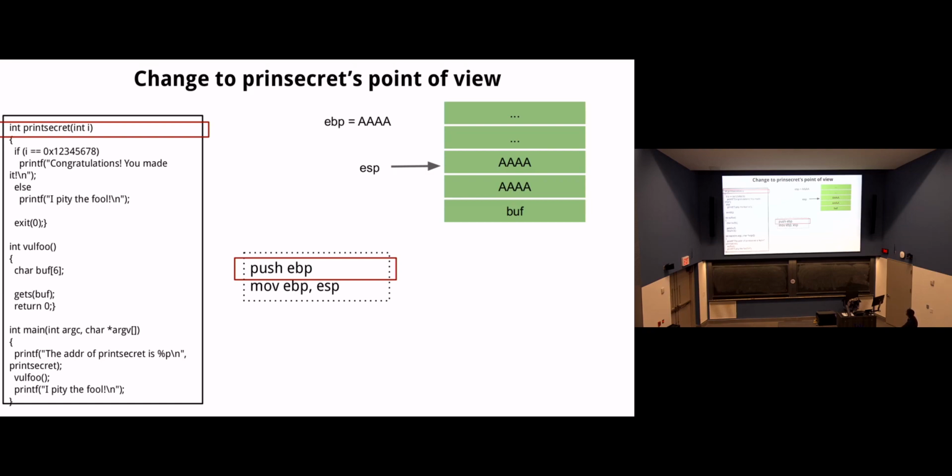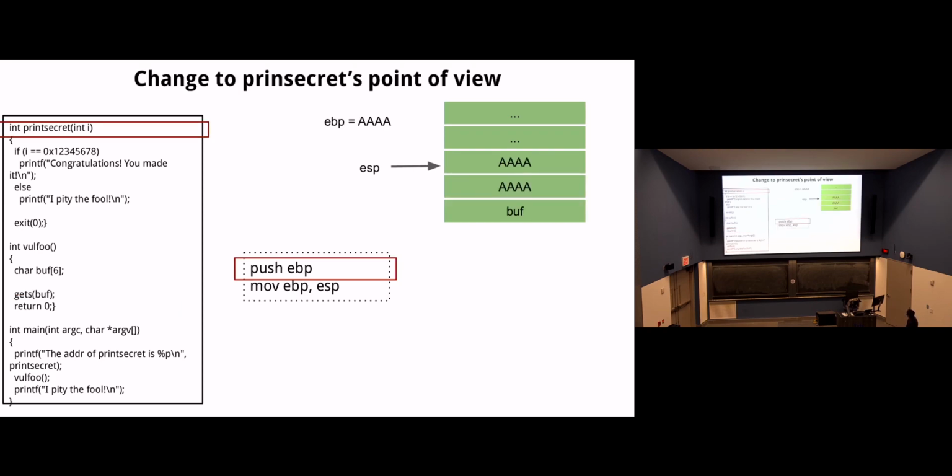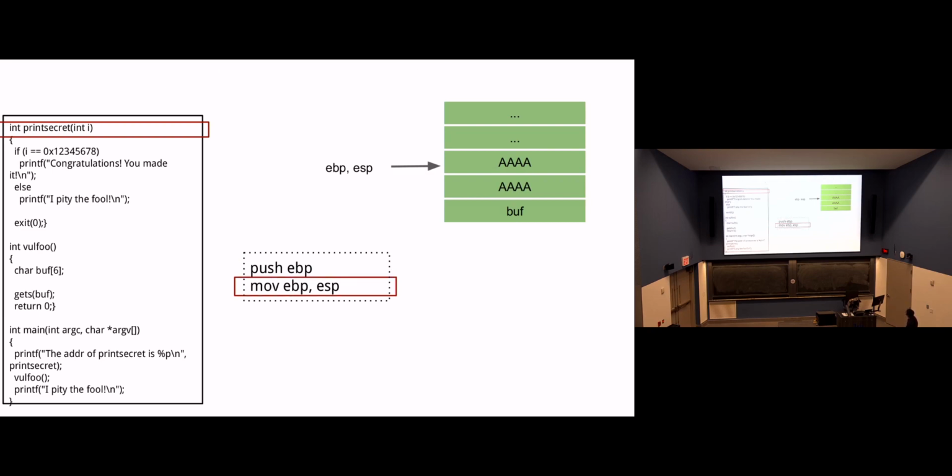So what happens here is now we have EBP which has 4 A's. ESP actually points to here, okay? Here we have the old return address. Now we have push EBP. Then the EBP value will move to the stack. So now we have 2 copies of 4 A's there, because print secret will do that. Then we're going to move ESP to EBP, and both of them point here.